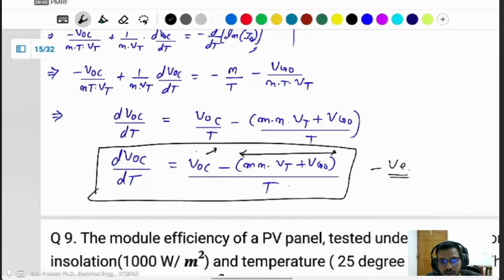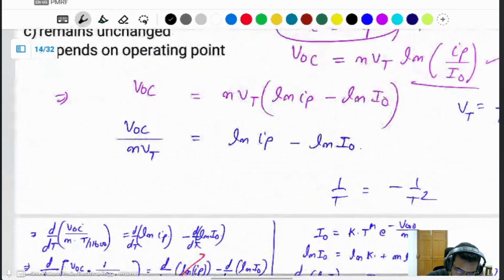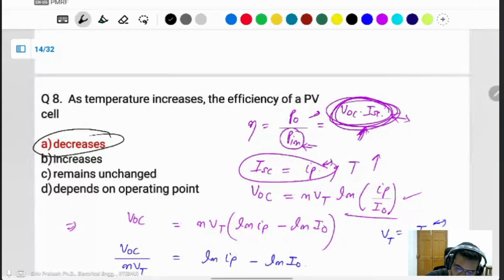But in this condition, the voltage will decrease more with respect to the current increasing. The current is increasing by some amount, but the voltage will decrease more than the current increases. That's why the overall efficiency of the PV cell will decrease as the temperature increases. That's why option 1 is correct: efficiency will decrease.